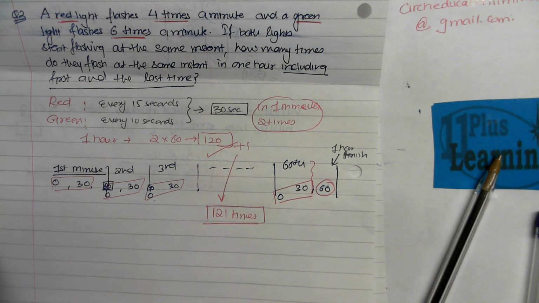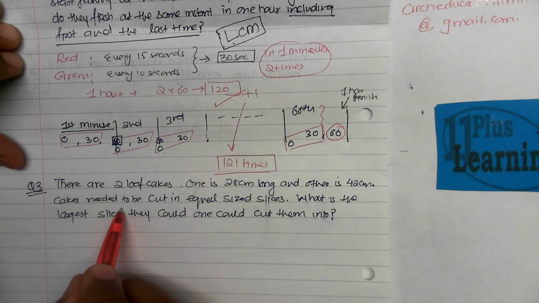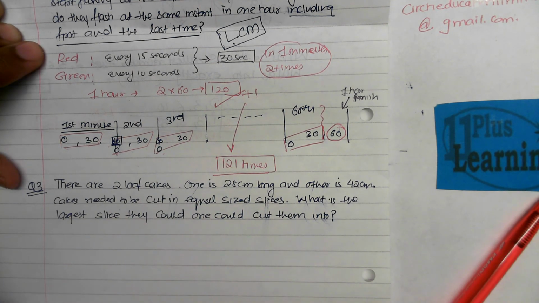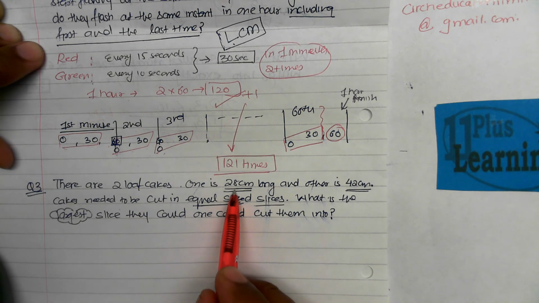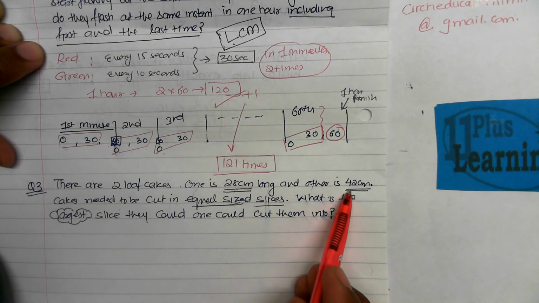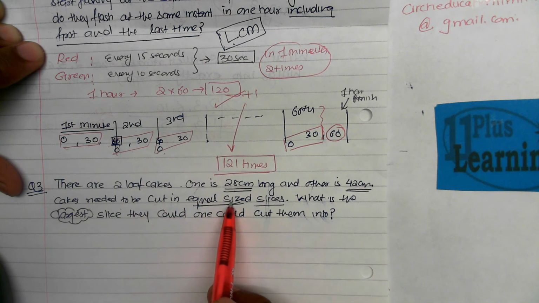I'll see if I can find something else, otherwise we'll finish the video. Right, so the third question is this one. I'll give you a minute to read. I'll pause the video, then we work on it and see the difference. There's a difference in this question and the previous two we've done. The difference is, one of them is 28 centimeters, and the other is 42 centimeters. We have to cut them into equal size slices.